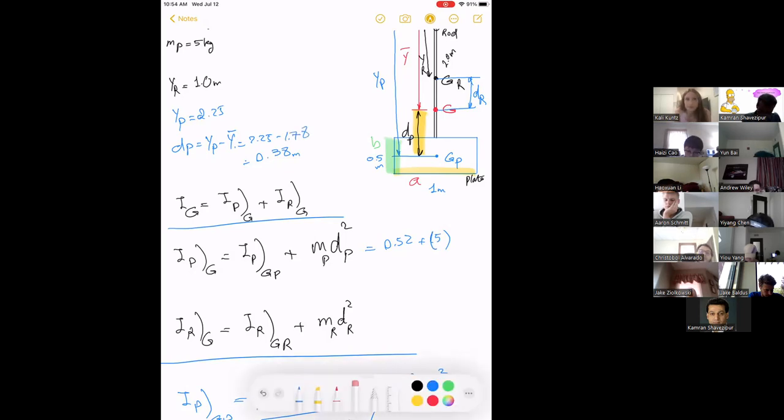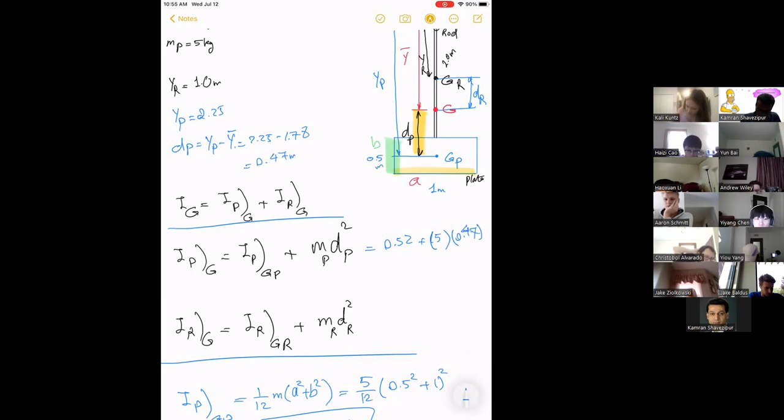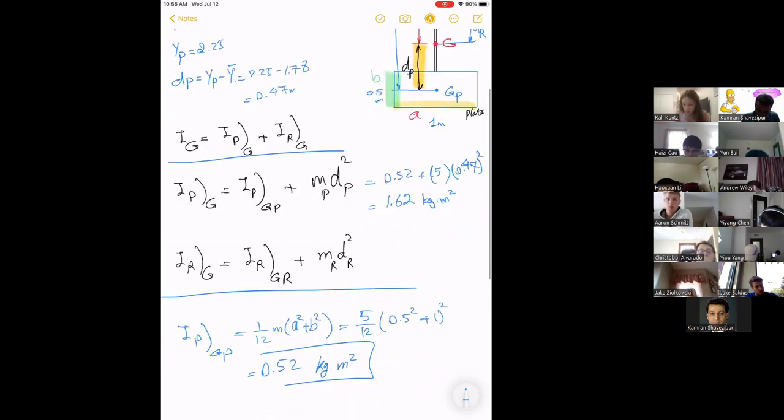Then this is going to be 0.47 meter, right? So we're going to put 0.47 squared, and I of plate about G will be how much? Come on, guys. I see some of you don't even try to use your calculator. Sorry, I couldn't hear you. How much? I got 1.62 kilogram meter squared.